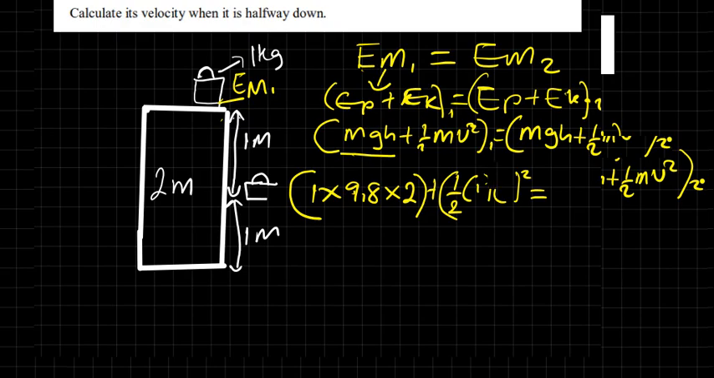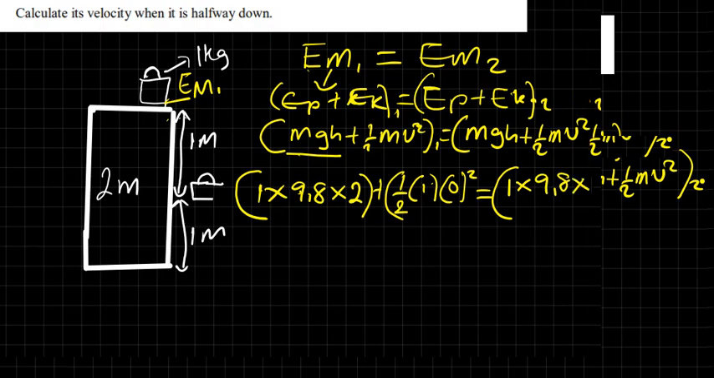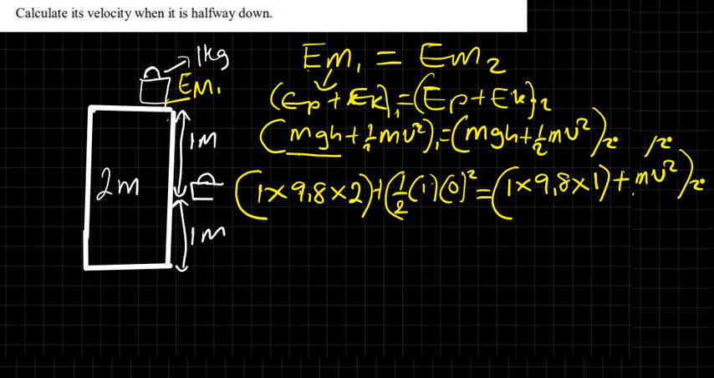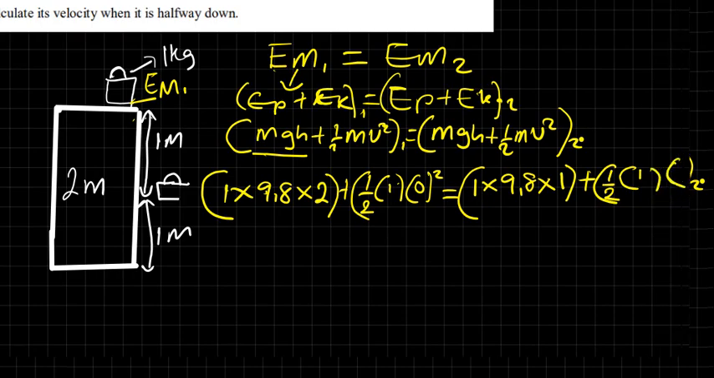At position 2, we have the mass, which remains constant, times the gravitational acceleration, times now the height at position 2 to the ground, which is 1 meter. And then we are now going to add half of the m, which is 1, and then v is what we are looking for, so we say v squared.